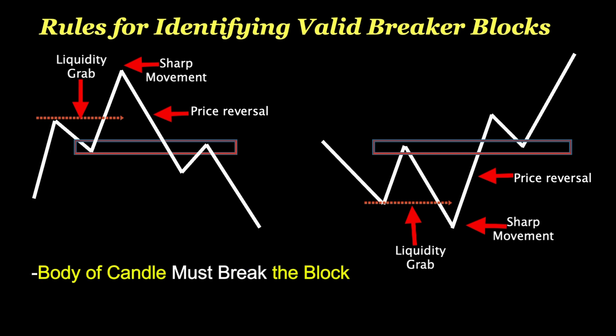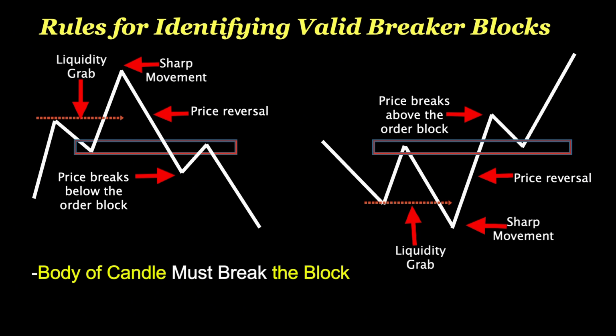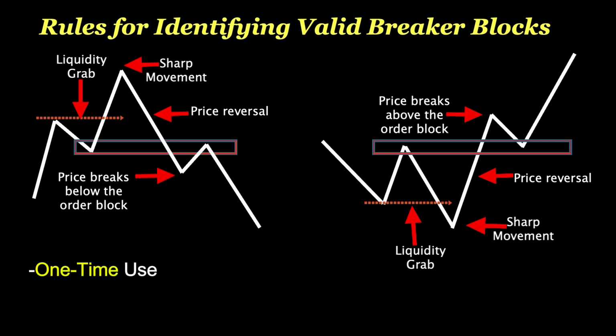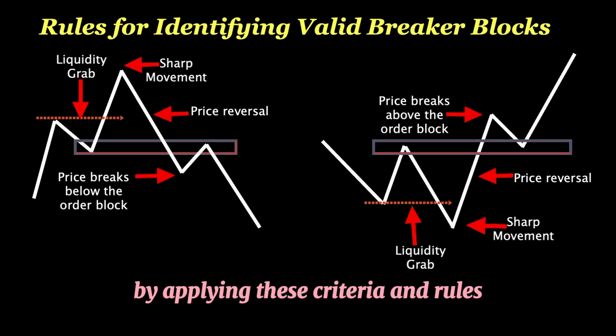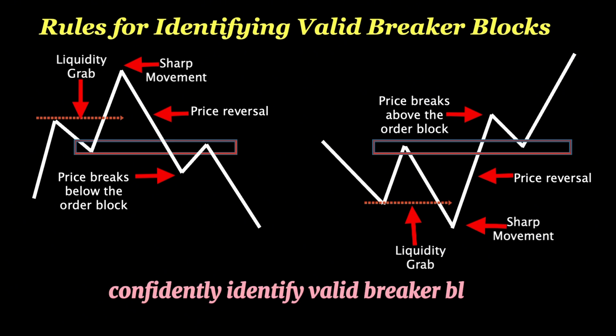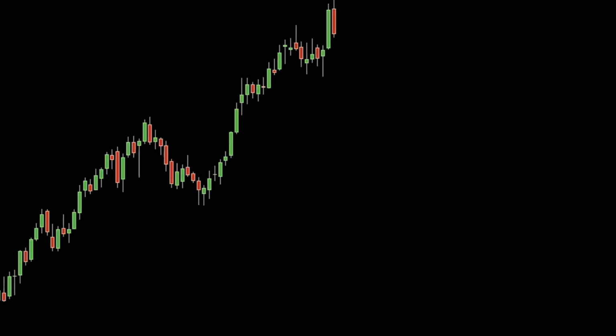Another important criterion is that the body of the candle must break the block. For a breaker block to be valid, the price must break and close below or above the block with the candle's body, not just the wick. A shadow or wick alone does not validate a breaker block. One-time use. Breaker blocks are considered valid for only one-time use. This means you should focus on the trading opportunity when the price first enters the breaker block. Once the block has been mitigated, it is no longer an area of interest for future trades. By applying these criteria and rules, you'll be able to confidently identify valid breaker blocks and execute high-probability trades.